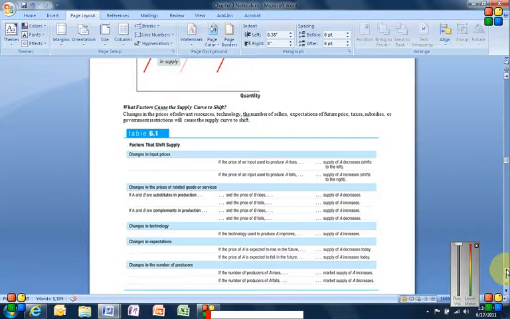Changes in prices of related goods or services are also a factor here that can cause supply to shift to the right and left. If, let's say, A and B are substitutes in production and the price of B rises, the supply of A decreases. If the price of B falls, the supply of A increases. If A and B are complements in production, remember we talked about things that go together. That's what complements are. Then you can see, according to your chart, that if the price of B rises, the supply of A will increase, and the price of B, if it falls, will cause the supply of A to decrease.